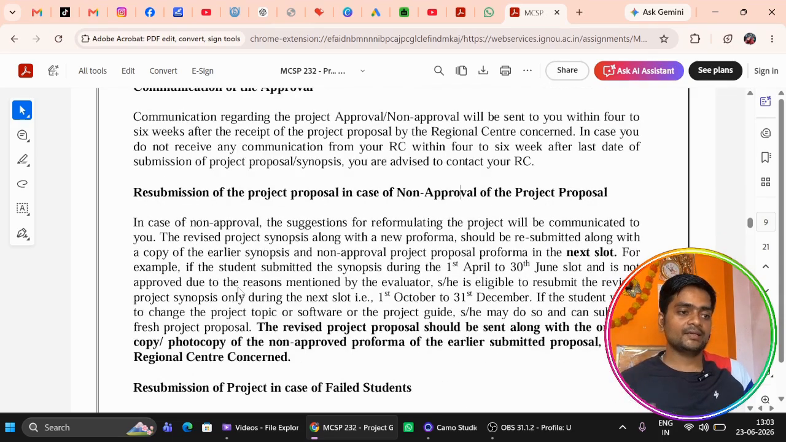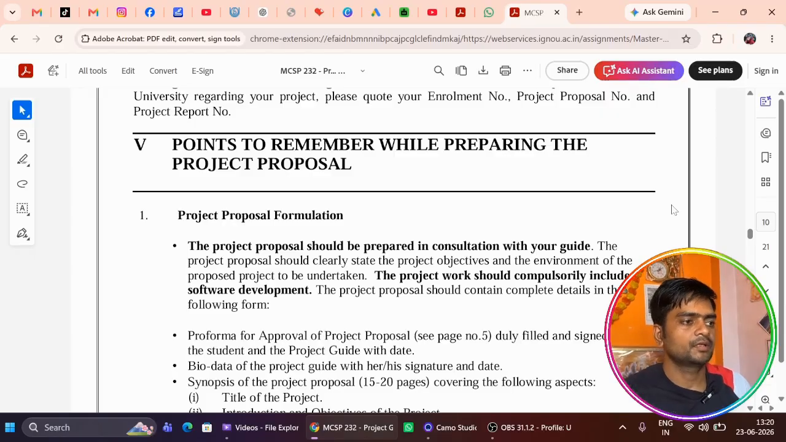You have to understand that if they reject your synopsis, they will write on the evaluation paper what the mistakes were and that you should correct them. And in that case you'll have to correct it. Or if that particular topic has already been studied by another student, they will reject it and tell you to make your synopsis or project proposal on another topic. So now we talk about points to remember while preparing the project proposal.